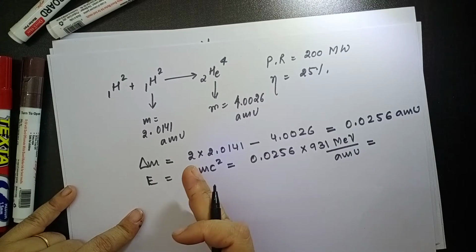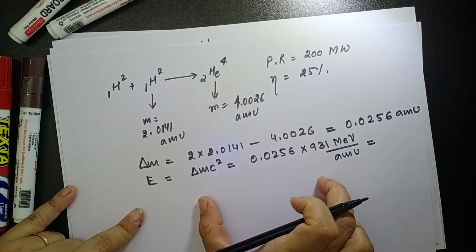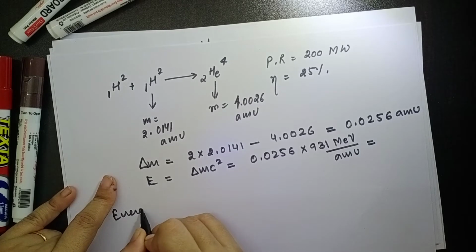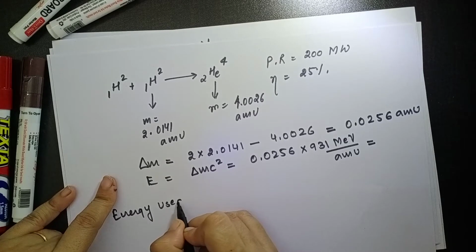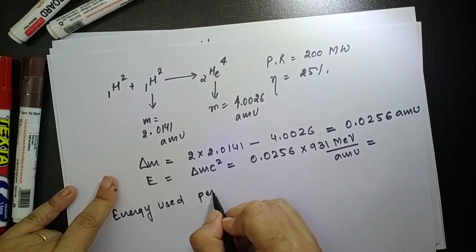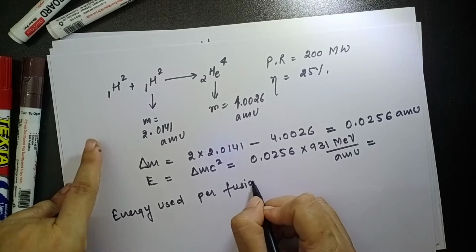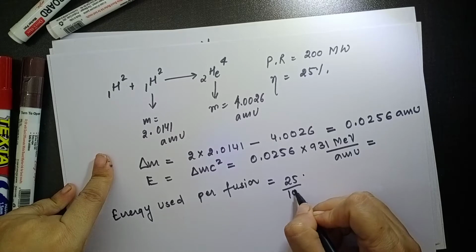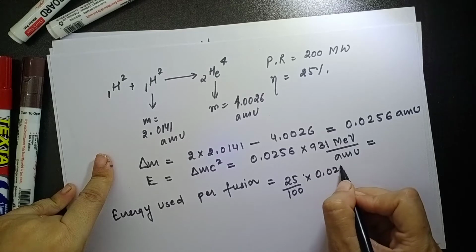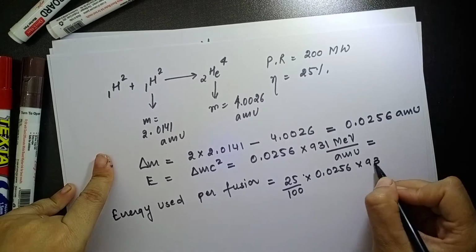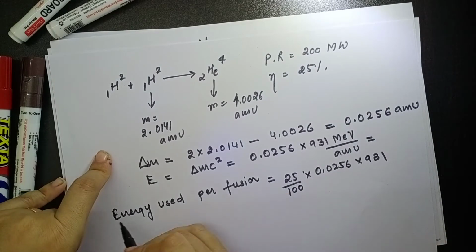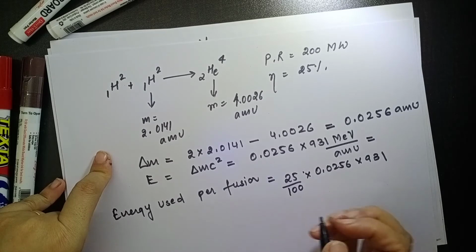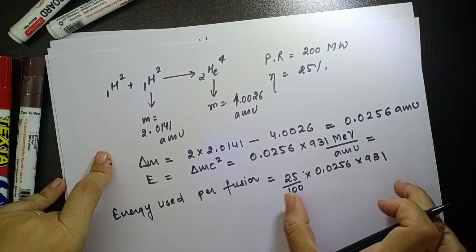Now, 25% of this entire energy will be how much? So the energy used per fusion, this being a single fusion reaction, would be 25 by 100 into 0.0256. Remember, whenever you have larger calculations, leave the calculations to the end so that your time is saved. Some things would just cancel on their own, so I'm leaving it like this.